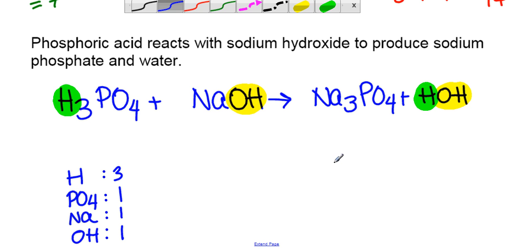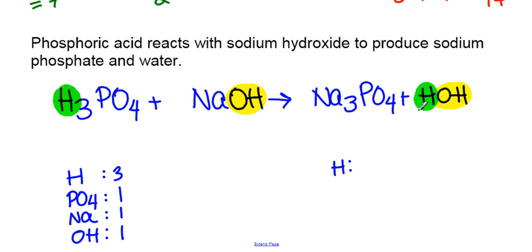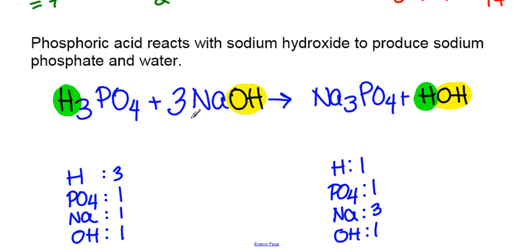So if I take a tally now, hydrogen, there's 1. Phosphate, there's 1. I've got 3 sodiums, and I've got 1 hydroxide. So here, if I want to start balancing, I'd probably pick the sodium. So it's not hydrogen or oxygen, and I want to make 3 of them. So if I put a 3 here, 3 sodiums, now it also means I have 3 hydroxides.